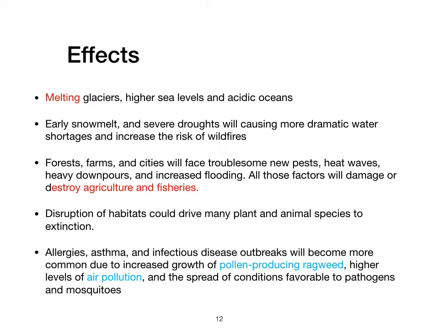So yes, these are some of the serious effects like melting glaciers, early snow melts, that's increasing the rise in temperatures, and also the rise in sea levels, and also causing wildfires in the forest, and similarly affecting the agriculture and fisheries, and the disruption of habitats that's forcing many animals and plants to extinction.